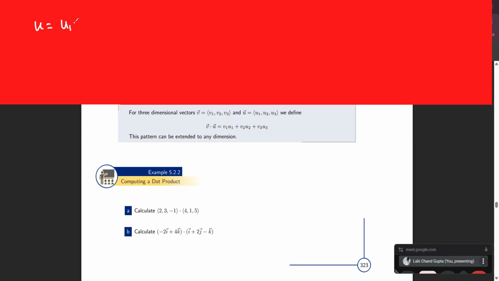Let's suppose the first vector is u1i, u2j, u3k, and the second vector, usually represented by this arrow, is v1i, v2j, v3k. If you want the dot product, then what do you have to do?